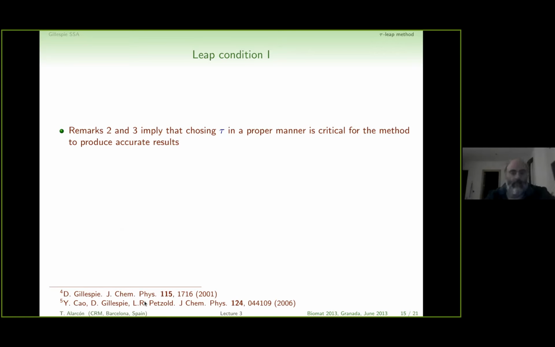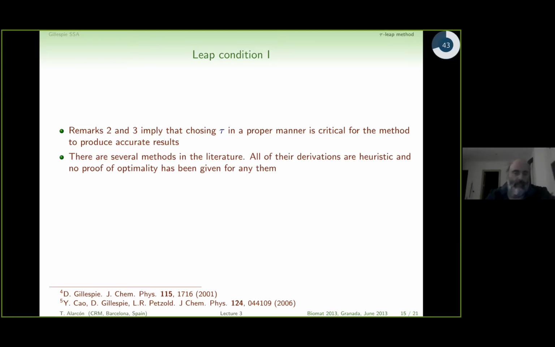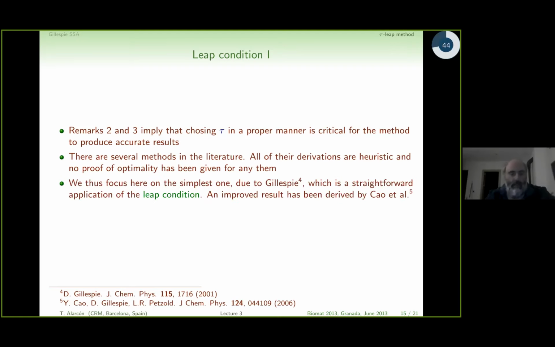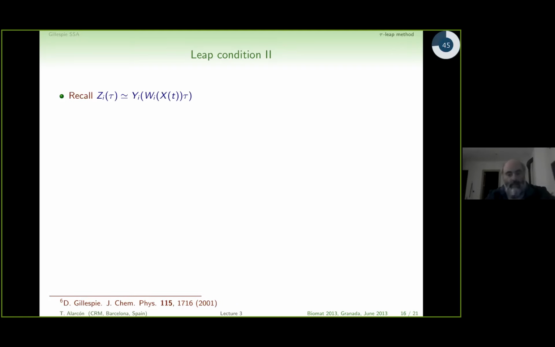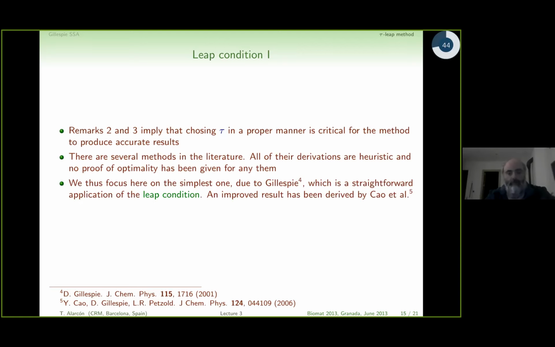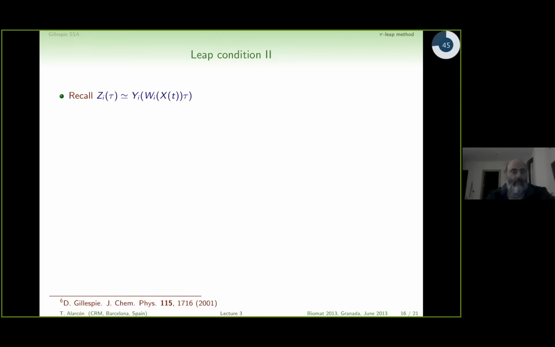Again, these caveats tell us that we need to choose tau in a proper way. This is critical for the method to work. And again, there are several methods in the literature. But this is what I just said.